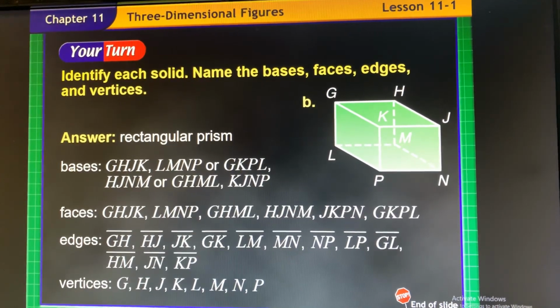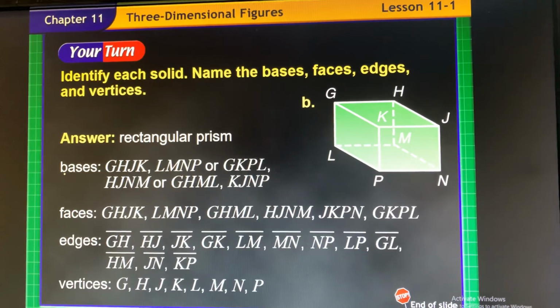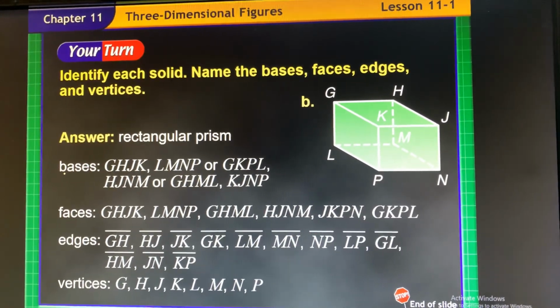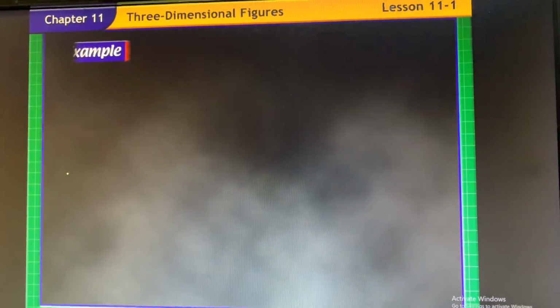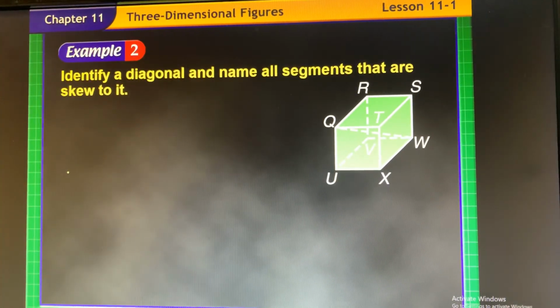And again, you don't need to call out the bases separate from the faces because bases are faces in a rectangular prism. Again, a rectangular prism, but this time it's asking you to find out what is skew. So what does skew mean? Skew means, if you refer to your book on page 558, it tells you that skew lines are lines that are neither intersecting nor parallel.